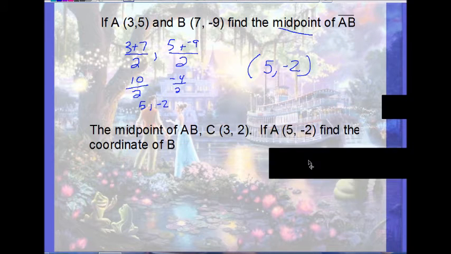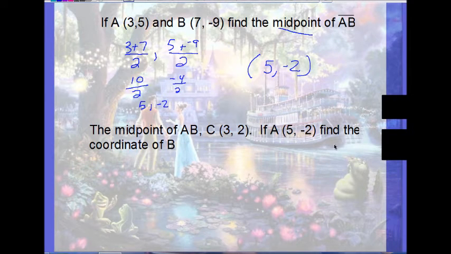Next, let's say the midpoint of AB is C. If A is 5, negative 2, find the coordinate of B. In a picture, this is what this is going to look like. Here's our segment AB, and C is going to be our midpoint. So they give us the end in mind, that C is going to be at the point 3, comma 2. And they give us the other endpoint, which is at 5, negative 2. They want us to find out what B is.